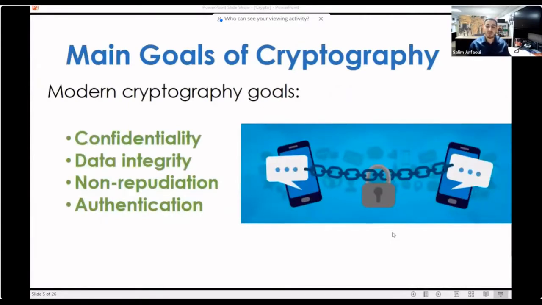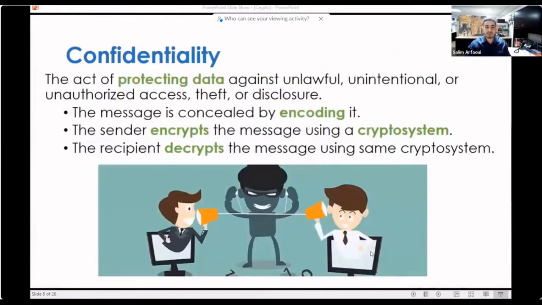Earlier, cryptography was mainly focused on encryption. Encrypting means transforming a plain text into a different format that is not easy to read by just looking at it. However, modern cryptography is concerned with confidentiality, data integrity, non-repudiation, and authentication. We're going to take a look at all these goals and explain what they're for and what needs to be taken care of. So the first goal of cryptography is confidentiality.